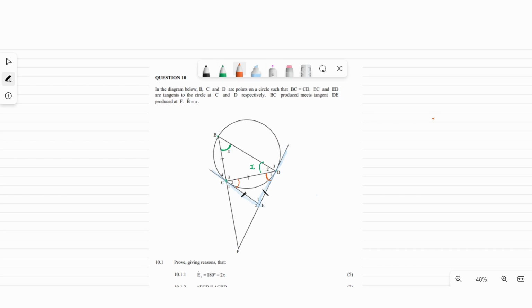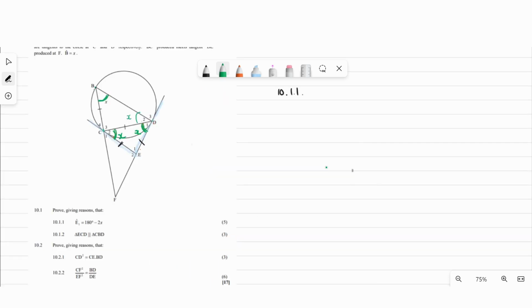Let's use the tan-chord theorem. If DE is a tangent, that means this angle D1 is going to be equal to x. It's equal to B. So this angle is going to be green because of the tan-chord theorem. Then 10.1 says prove, giving reasons. Then 10.1.1 says E1 is equal to 180 minus 2x.